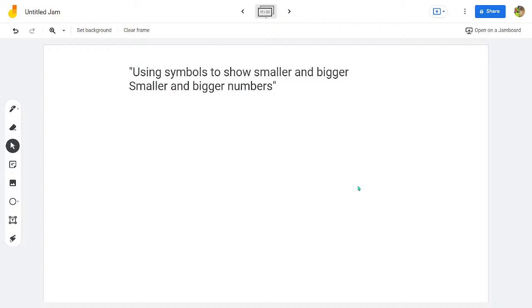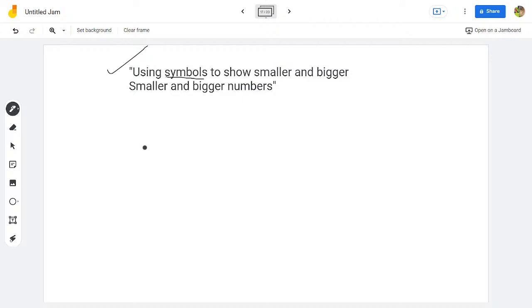Hello everyone, welcome back to our session, and today we are going to discuss a few concepts from the topic playing with numbers of class 3. And basically we are going to focus on two topics, that is using symbols to show smaller and bigger numbers. So we are going to discuss this topic, but before that let's see what are the symbols that we use and how do we compare smaller and bigger numbers.